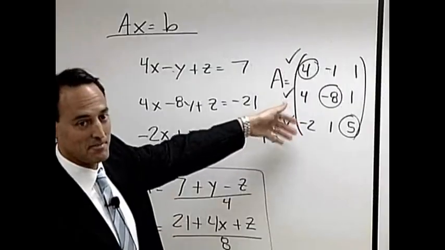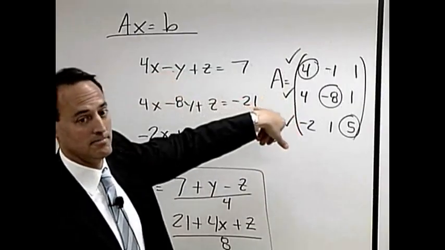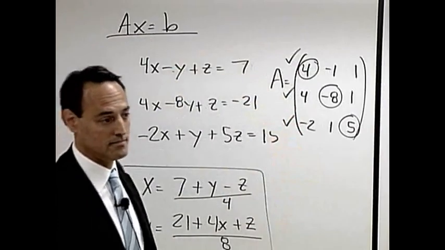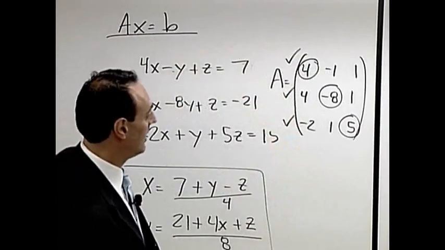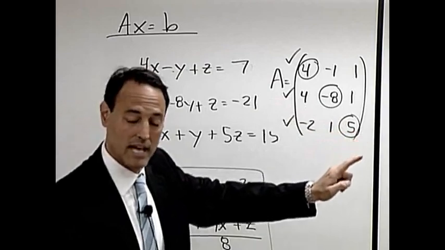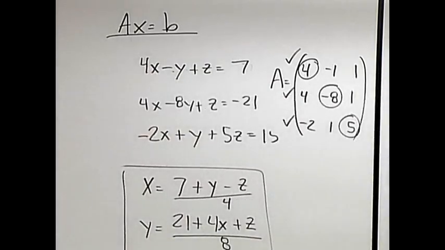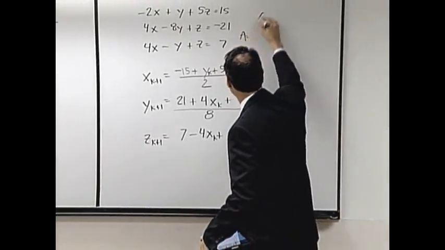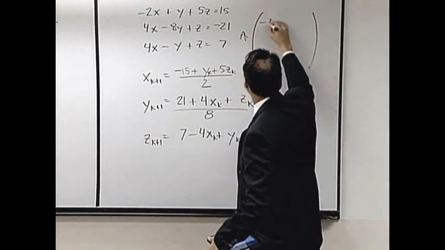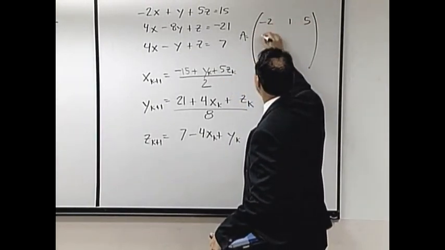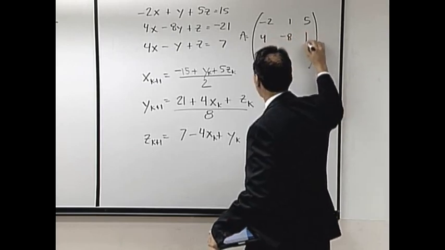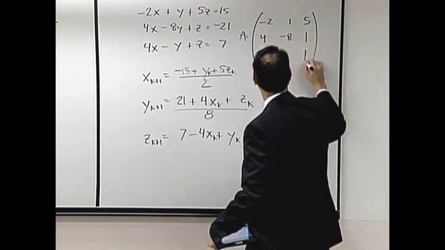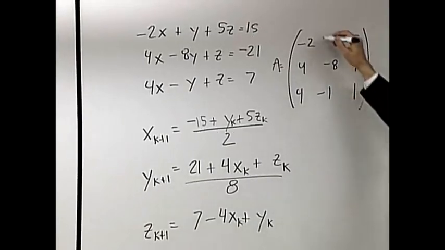Strictly diagonal dominant. Because of that, we rock that problem. Great. All right. Let's go to the other way we wrote it and ask the same question. Here is the second way we wrote this. Remember, this is just a rearrangement of that. And if we just think about what the matrix A would be here, -2, 1, 5. 4, -8, 1. 4, -1, 1.